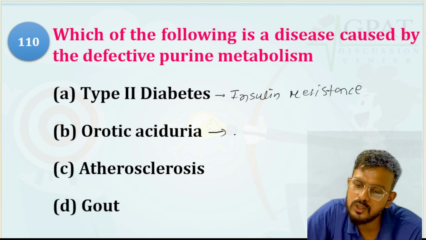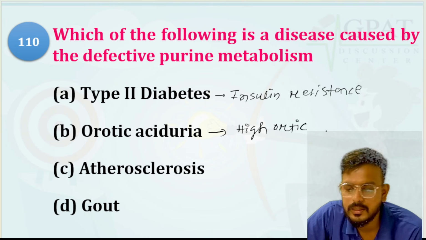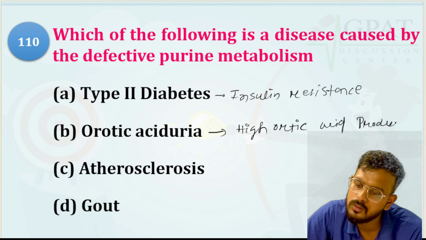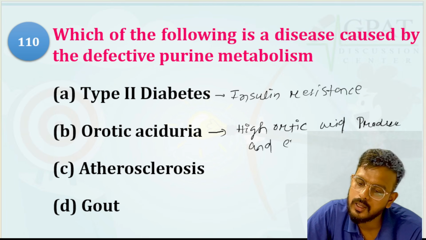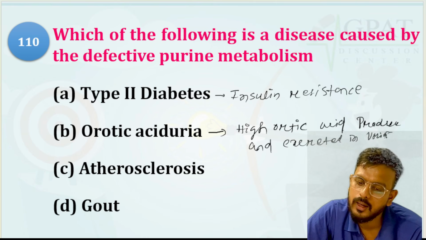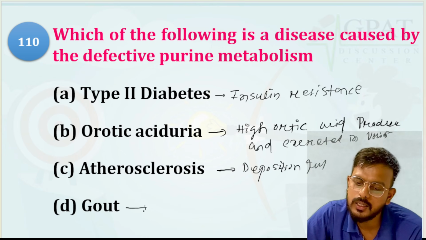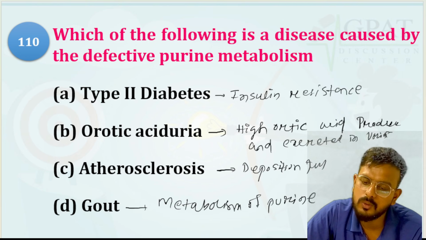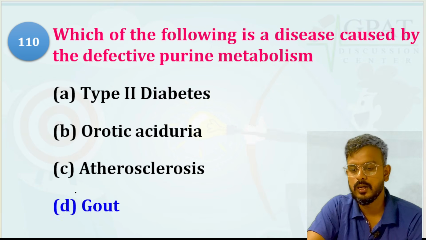Orotic aciduria occurs due to high orotic acid production, and orotic acid is excreted in urine. Atherosclerosis is deposition of plaque, deposition of fat. And gout is basically associated with purine metabolism. Okay, gout is associated with purine metabolism. So here option D is the correct answer.